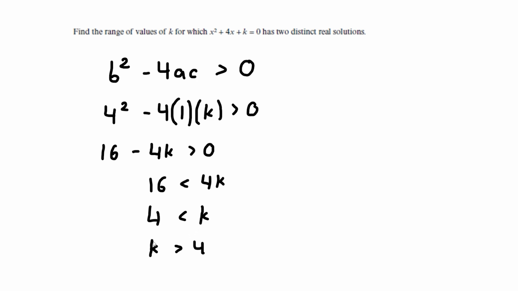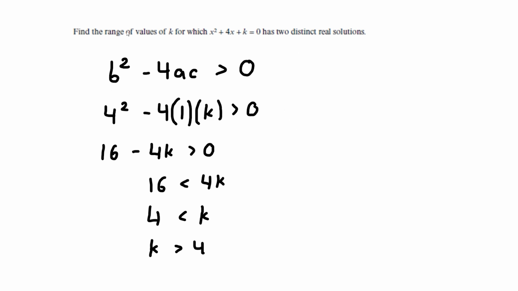So when k is greater than 4, so let's say k is 5, k is 6, k is 4.2, any value of k that is greater than 4 will mean that this quadratic will have two real solutions. And that's basically how you use the discriminant.